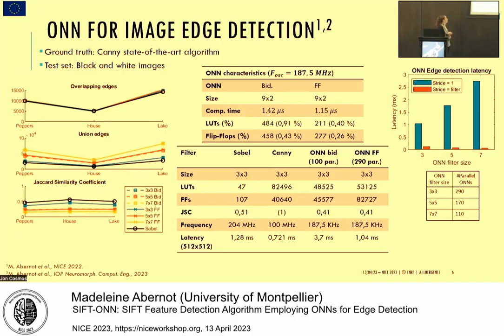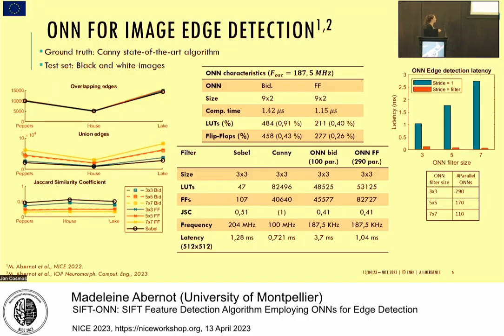So it takes more time to compute, and it requires more resources. If we want to implement a chip for image edge detection, we need to use more than one ONN. But in this case, we can implement less in parallel than with the feed-forward, and so it takes more time to compute if we consider a chip for image edge detection.